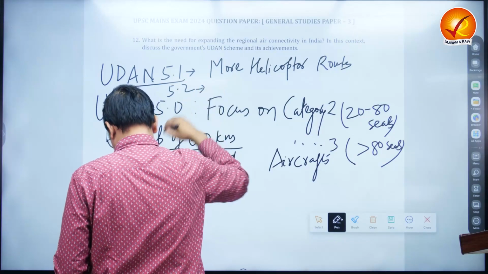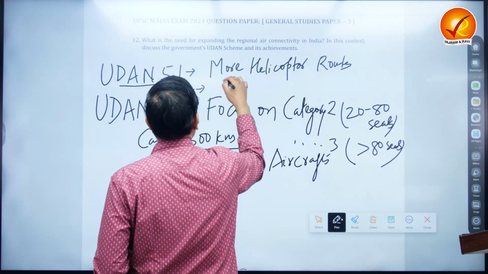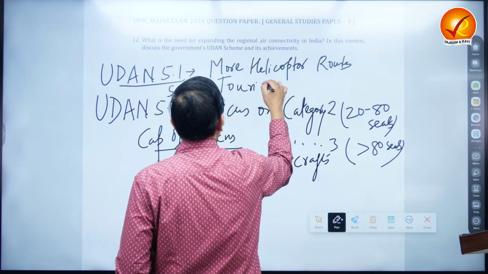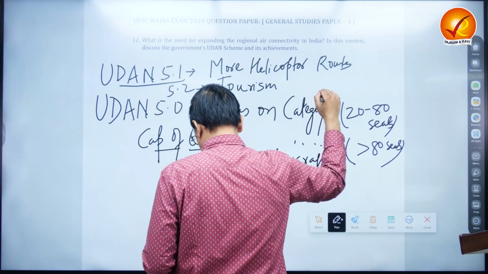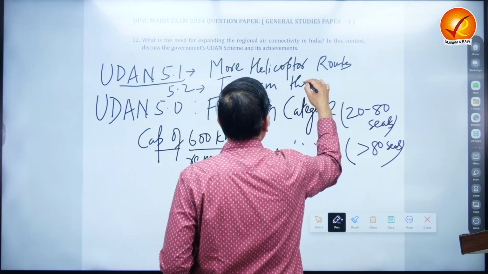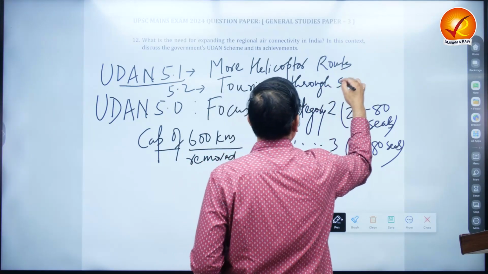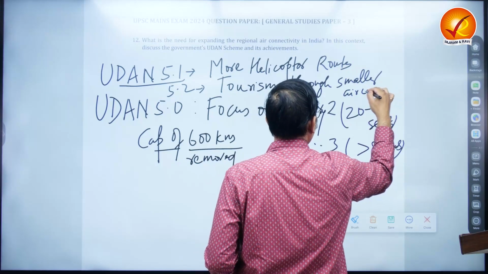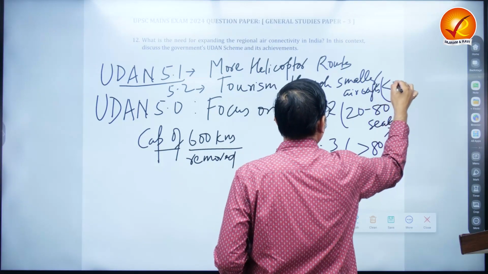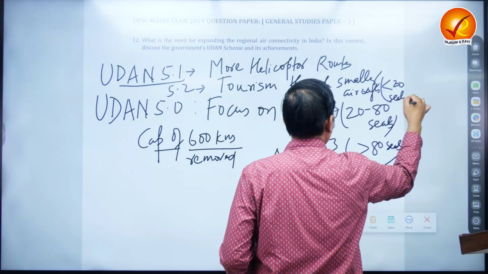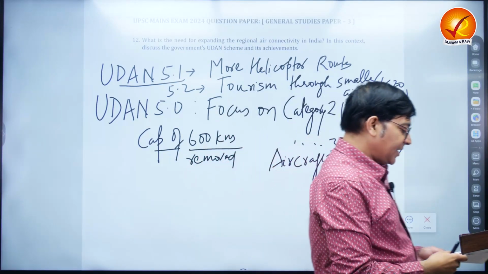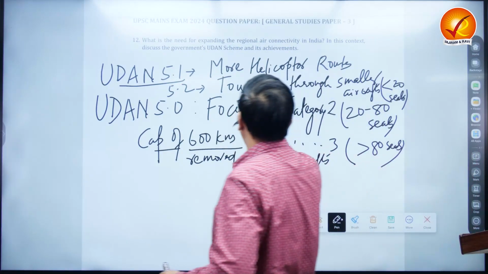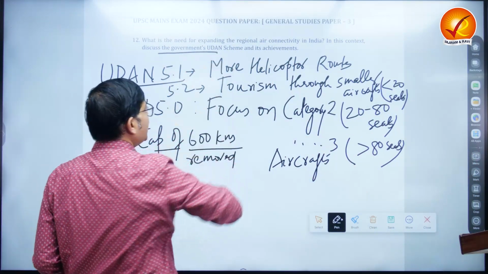5.2 is talking about tourism through smaller aircrafts, which is even less than 20 seats, to encourage tourism through smaller aircrafts. So all in all, these are the features that you can give in the aspects of discussing the UDAN scheme.